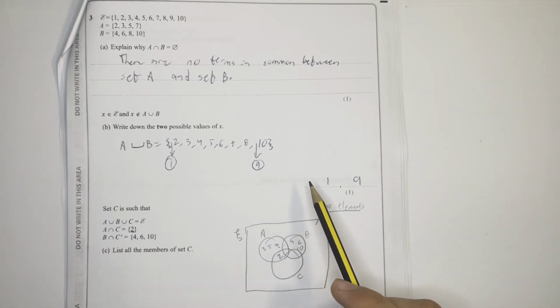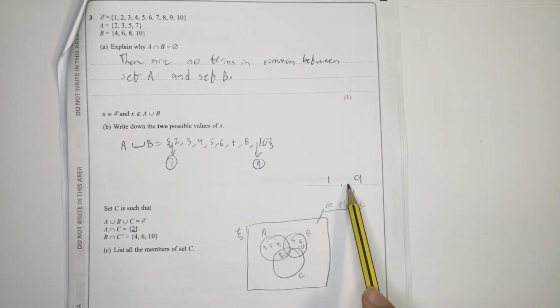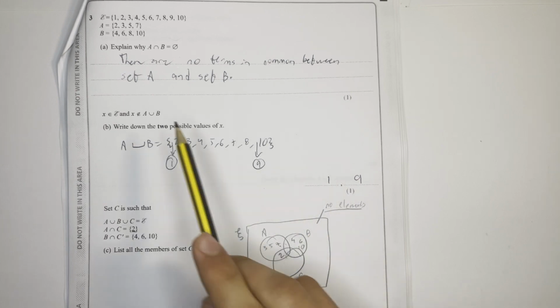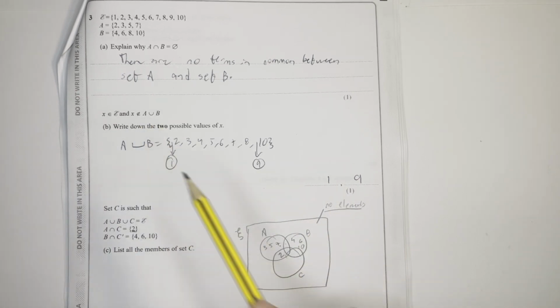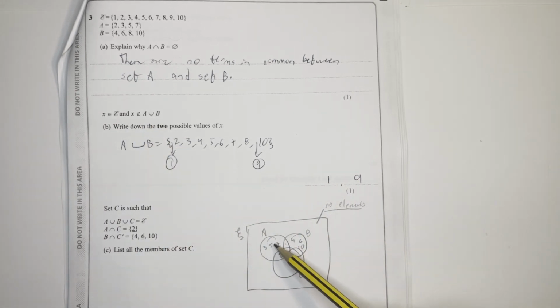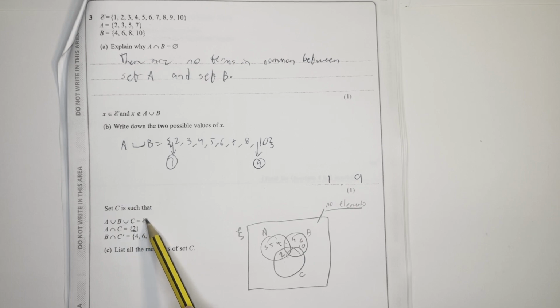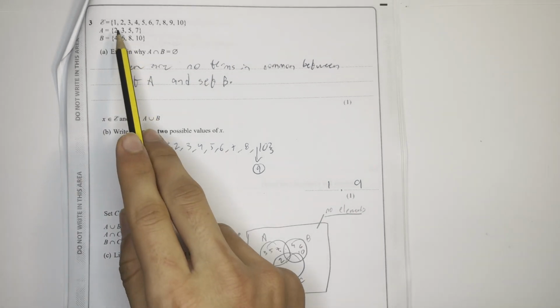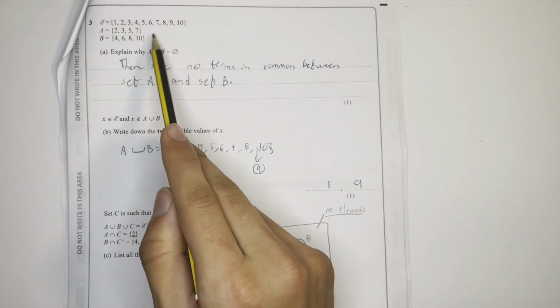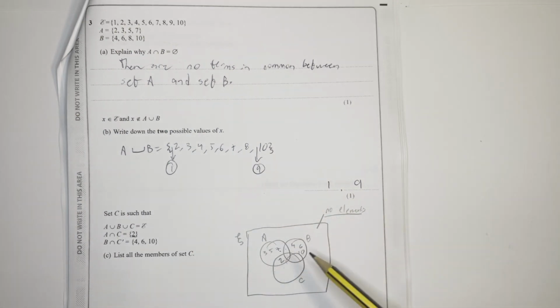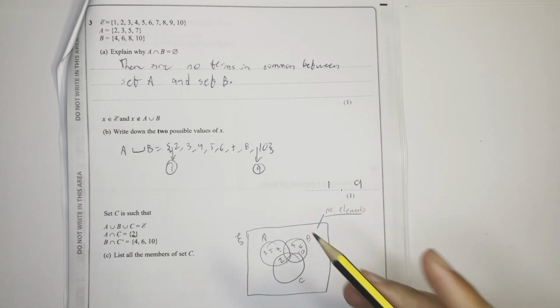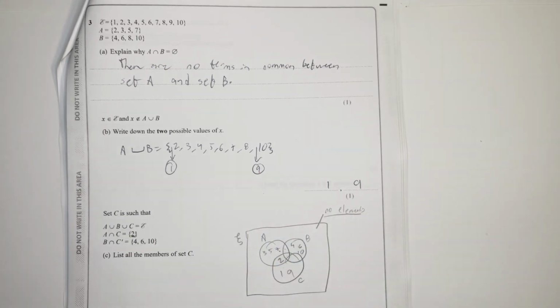Next, consider the information we got from part B. We know that 1 and 9 are the only 2 elements which aren't members of A union B. This means that there's no 1 or 9 present in any of these 2 circles over here. Remembering from the first piece of information we're given, all of the 10 elements in the universal set must be present within these 3 circles. And we know that 1 and 9 cannot be in any of these 2 circles, meaning that 1 and 9 have to be present in C.